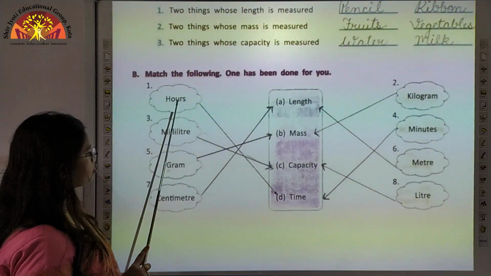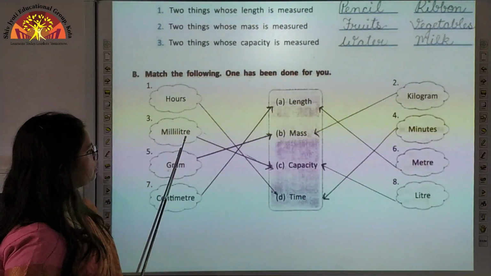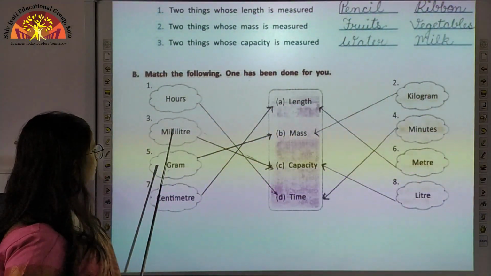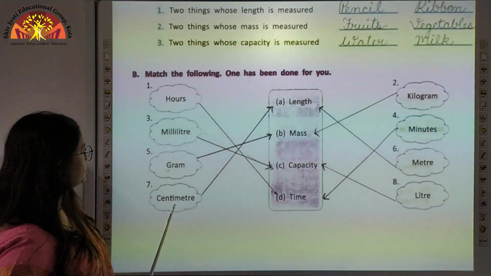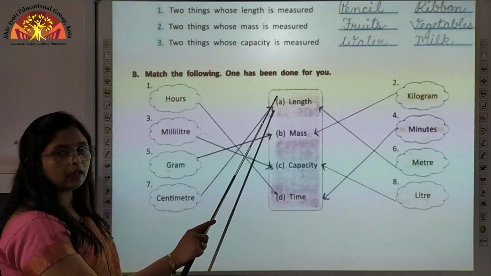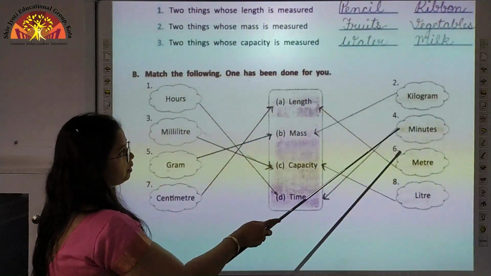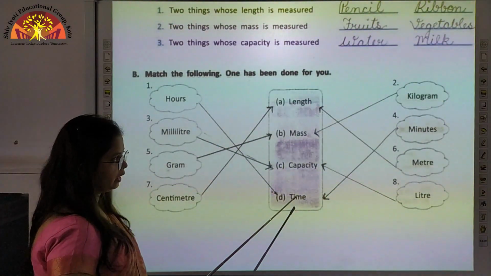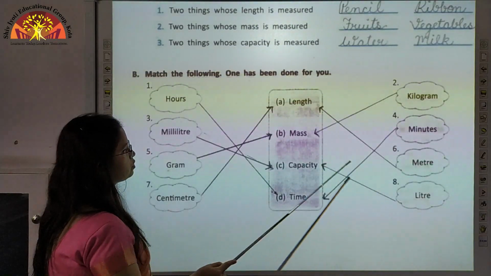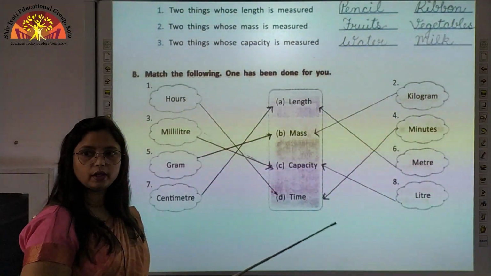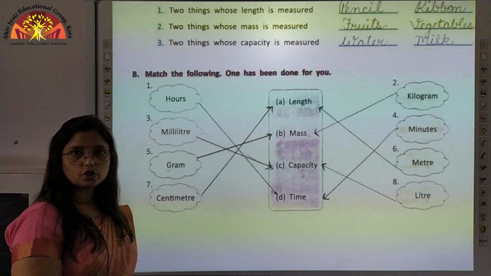Hours is used to measure time. Milliliter is the measuring unit for capacity. Gram is the measuring unit for mass. Centimeter is measuring unit for length. Kilogram is measuring unit for mass. Minutes is used to measure time, meter is used to measure length and liter is used to measure capacity. So in this way you have to match them using a scale and a sharp pencil.